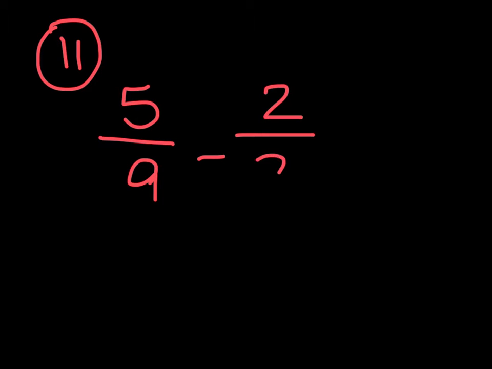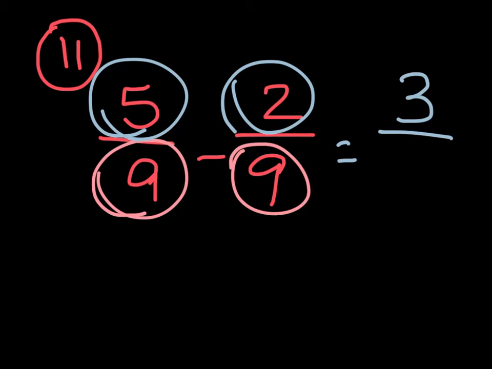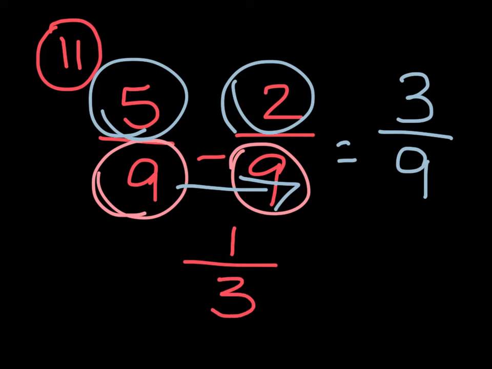Okay, this is number 11 on page 15, lesson 4. You have 5/9 minus 2/9. Remember, when the denominators are the same, it's real simple. You just subtract the numerators. 5 minus 2 gives me 3, and my denominator stays the same. You can simplify this one by dividing both by 3. 3 divided by 3 gives me 1, and 9 divided by 3 gives me 3.